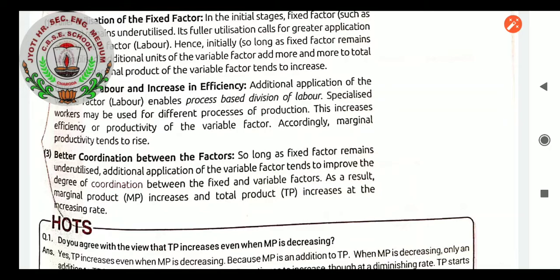Better coordination between the factors. So long as fixed factors remain underutilized, additional application of the variable factor tends to improve the degree of coordination between the fixed and variable factors. As a result, marginal product MP increases and total product TP increases at an increasing rate. So there must be better coordination between the factors. So long as the fixed factor remains underutilized, additional application of the variable factor tends to improve the degree of coordination between the fixed and variable factors.